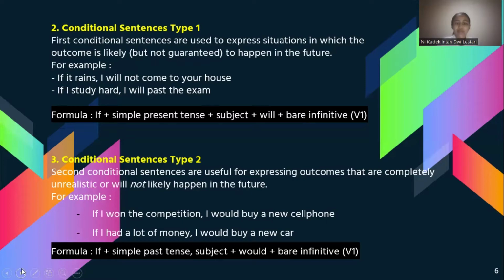And then the third one is conditional sentence type 2. Second conditional sentences are useful for expressing outcomes that are completely unrealistic or will not likely happen in the future. For example, if I won the competition, I would buy a new cell phone. If I had a lot of money, I would buy a new car. The formula of conditional sentence type 2 is if plus simple past tense, comma, subject plus would plus bare infinitive or verb 1.